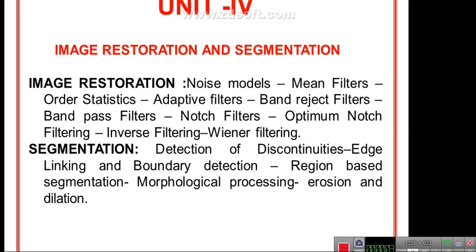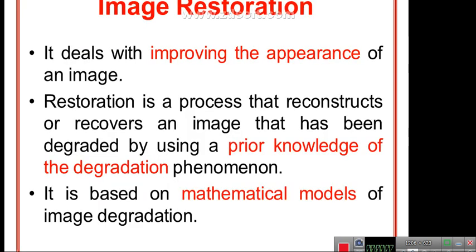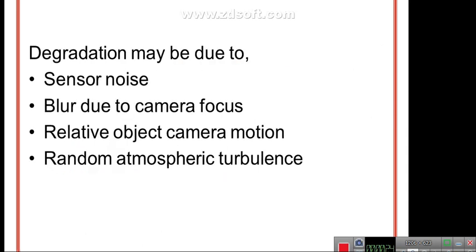The fourth unit in digital image processing techniques is image restoration and segmentation. Image restoration deals with improving the appearance of an image. Restoration is the process that reconstructs or recovers an image that has been degraded, by using clear knowledge of the degradation phenomenon. It is based on mathematical tools of image degradation.